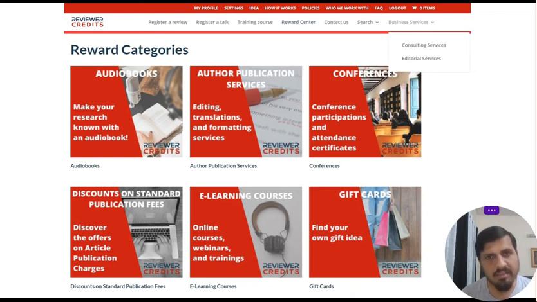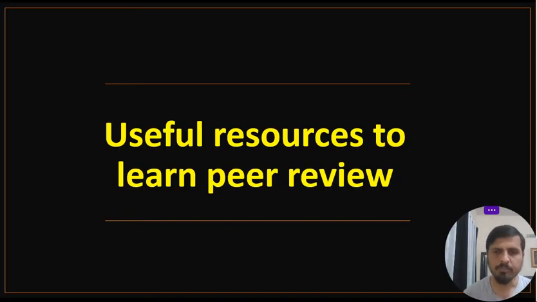in which you can actually redeem your hard-earned peer review credits into gift cards. So this is how the world is changing. And if you do some good work, if you contribute to the academia, you are going to get some kind of monetary or non-monetary benefits and reward at the end of the day. So do explore all these things.